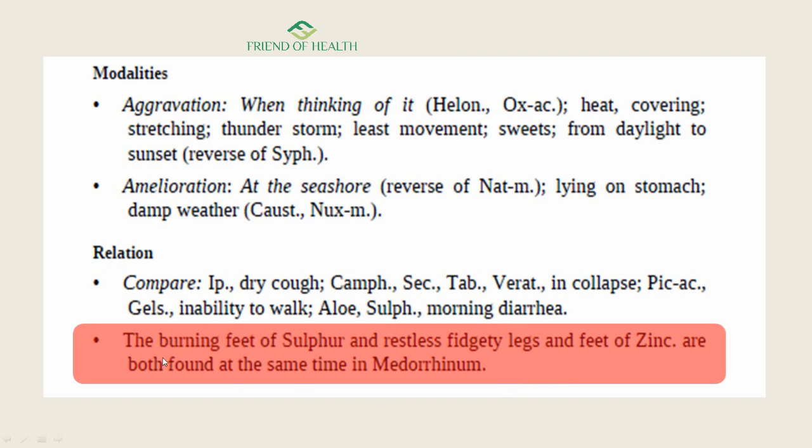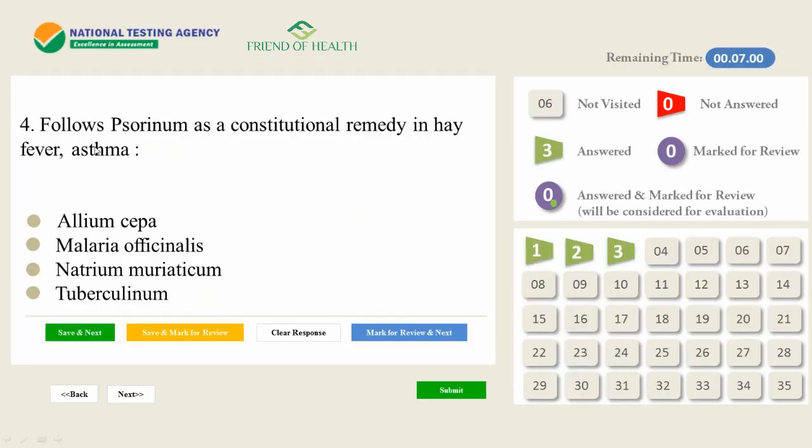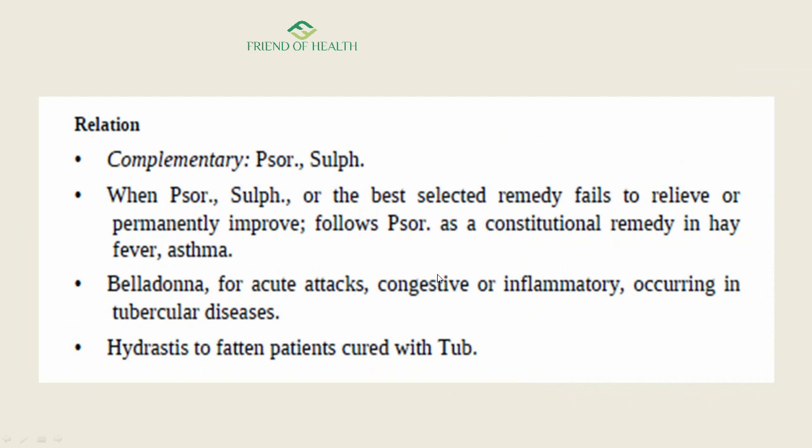The question was, burning feet of sulphur and restless fidgety legs and feet of Zincum are both found at the same time in medorrhinum. Next question, follows Psorinum as a constitutional remedy in hay fever, asthma. So here the options were allium cepa, malaria, natrum mur and tuberculinum. Answer is tuberculinum. If you see the relationship part of tuberculinum, you can see that it follows Psorinum as a constitutional remedy in hay fever or asthma.